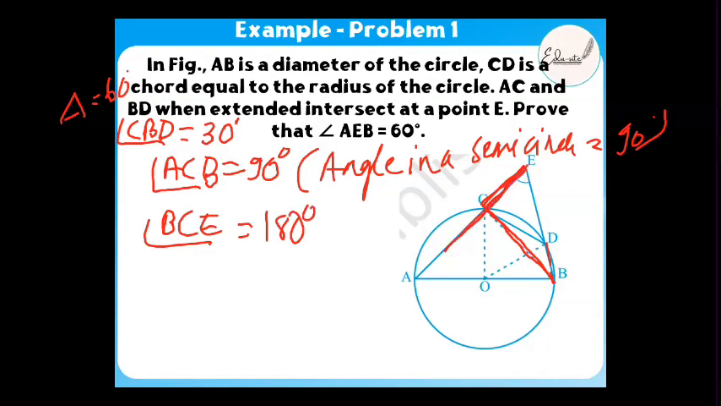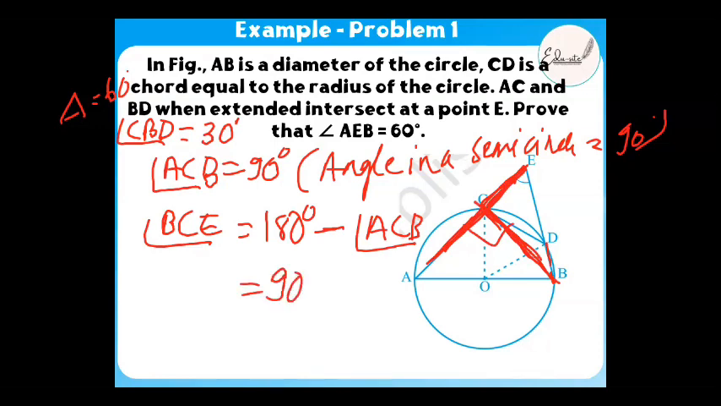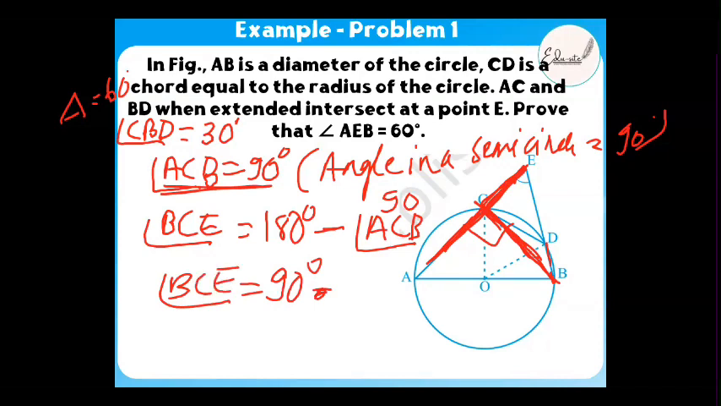This whole 180 degrees minus angle ACB, yes, right? So this BCE is nothing but 180 degrees minus this one. ACB, we already know that it is 90 degrees. 180 degrees minus 90 degrees is equal to 90 degrees. So angle BCE is equal to 90 degrees.